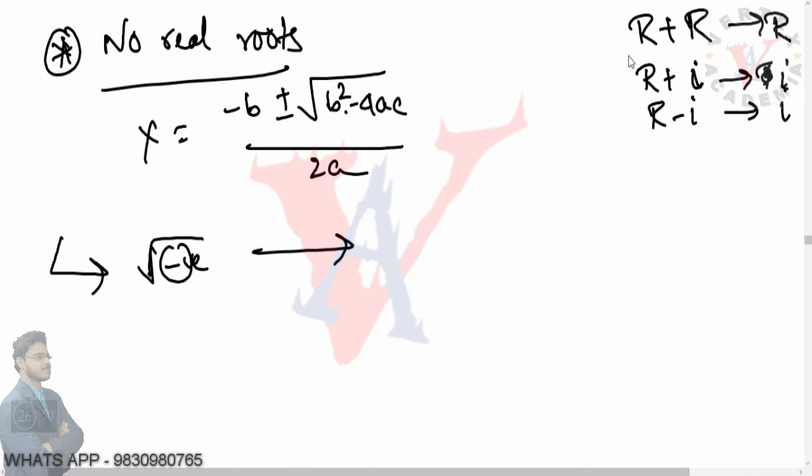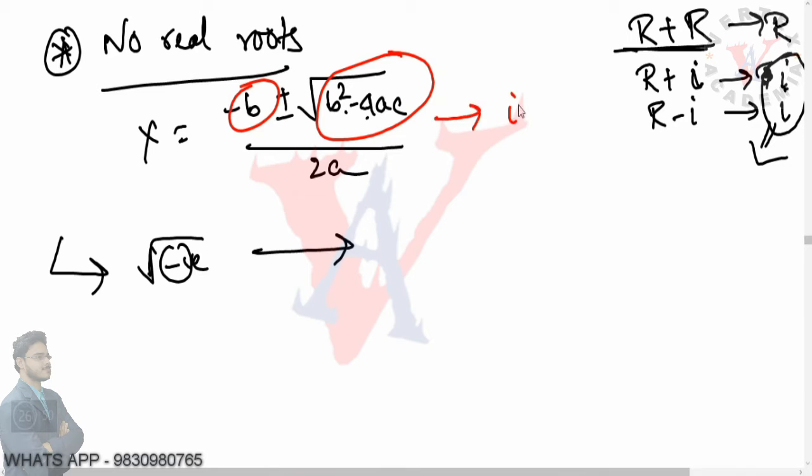So basically real plus real will give you real, but real plus imaginary or real minus imaginary will always give you imaginary. The proof of this is not in your syllabus, and you just remember that real plus or minus imaginary is actually imaginary. So here if there is root over negative, this part becomes imaginary and we are adding a real or anything to it, so the whole thing becomes imaginary.